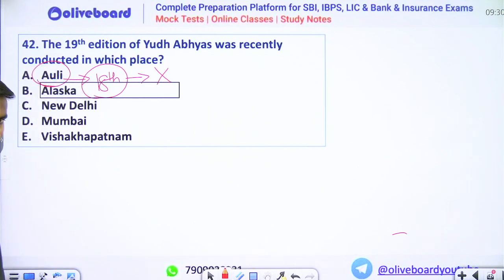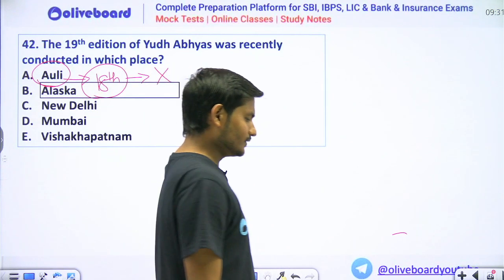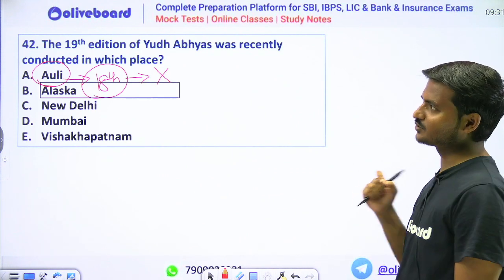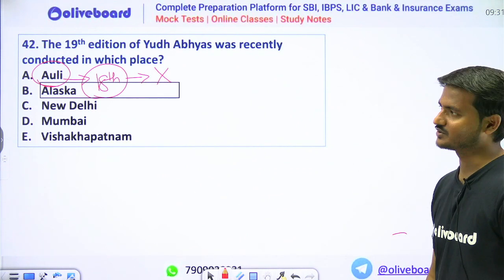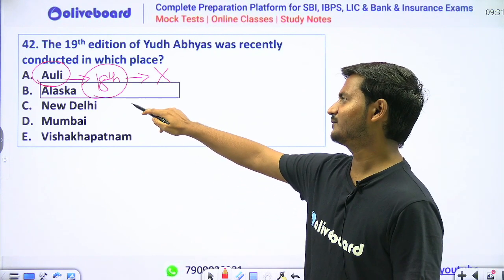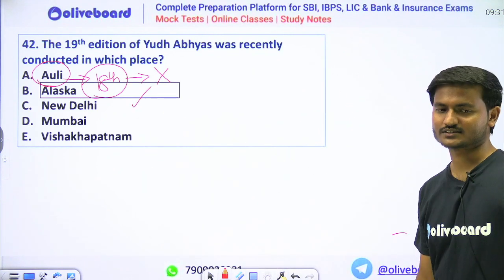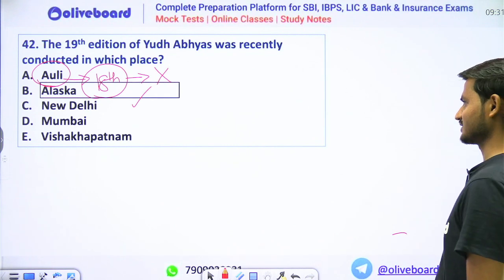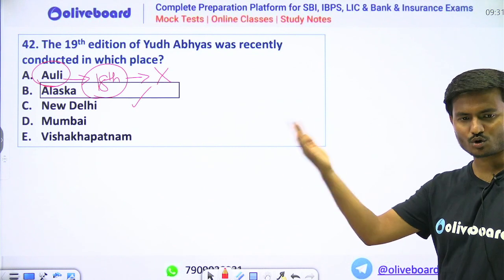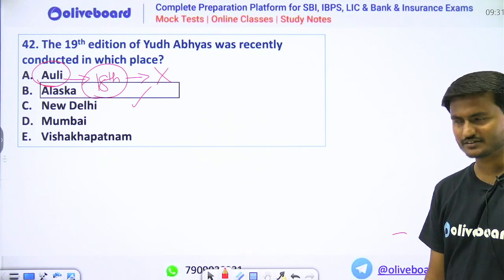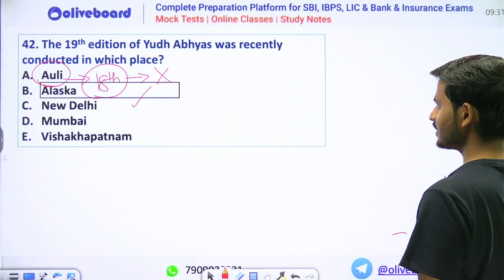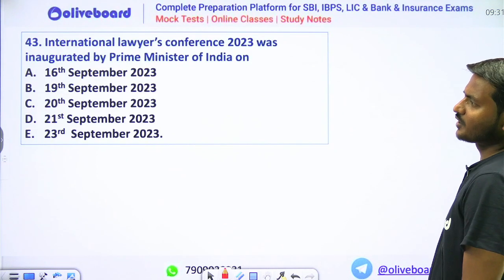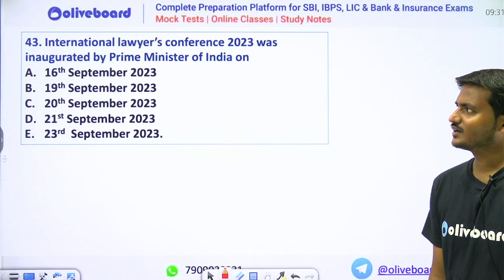Here Alaska is a unique option, and we all know that it happens in India and USA generally on a rotational basis. The Yuddh Abhyas is an exercise between India and USA. So the answer could be Alaska. The answer here is Alaska. The 19th Yuddh Abhyas was recently conducted in Alaska. The 18th was conducted in Oli. Oli is in which state? Uttarakhand.